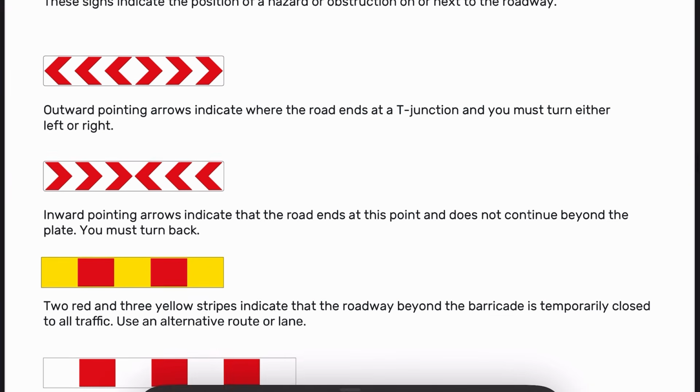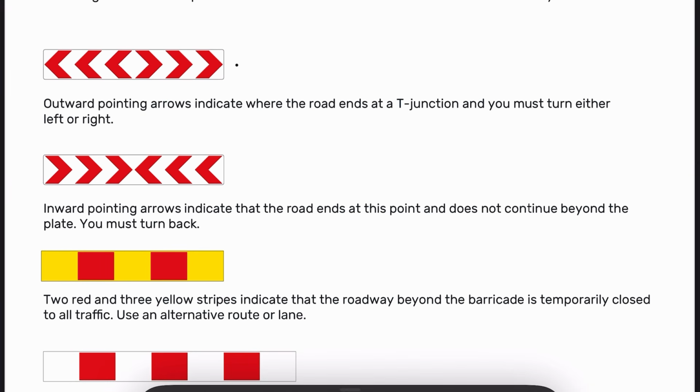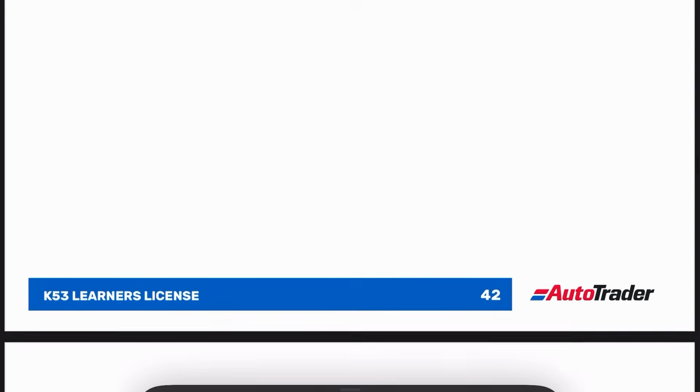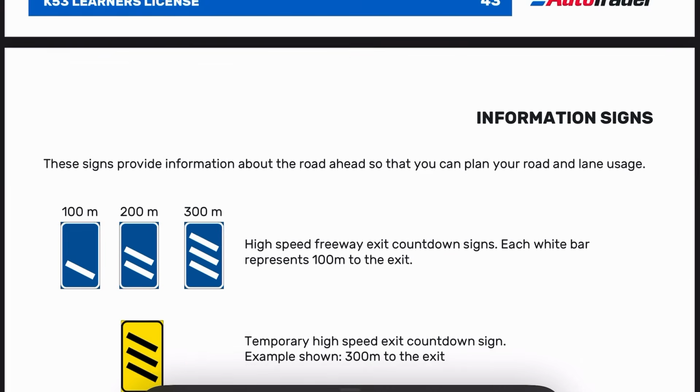And then this one, you know that this one is what? T-junction. You're either going left or right. Then this is a dead end. You can't go left, you can't go right, you can't go straight. So you must turn back. This one, road is temporarily closed. So you notice that you have the yellow signs there, and we did say yellow is temporary. And then you have the red and white stripes. You find them on the boom control. Boom. Okay. Right. So that's it, again, my lovely friends.